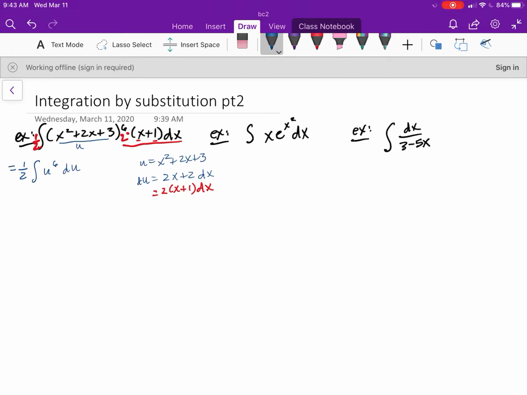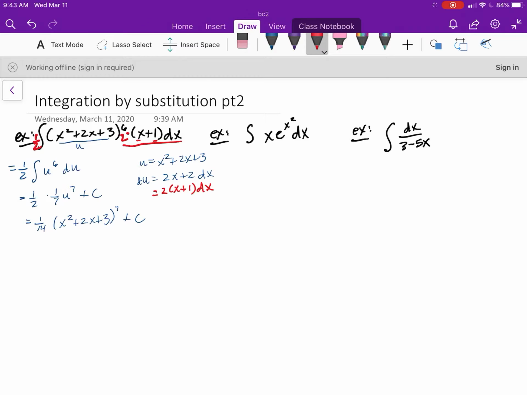Once again, the hardest part in these is usually finding your u, right? Find u and du, then easy integral from there. So we have 1/2 u to the 7th over 7, or 1/7 u to the 7th, right? However you want to do it. So overall we get 1/14th, but now back substitute, so x squared plus 2x plus 3 to the 7th plus c.